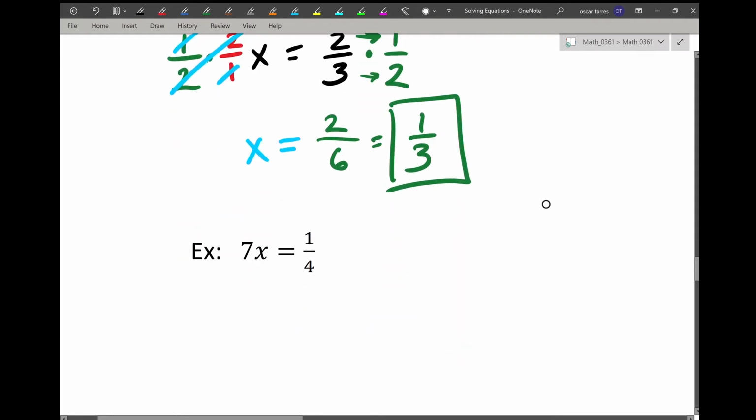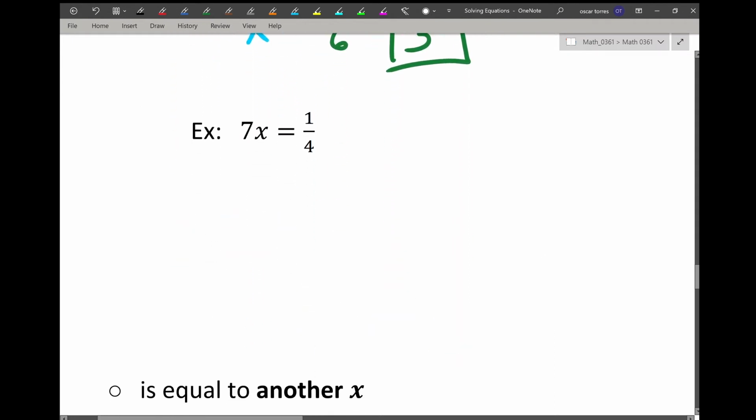One more example of the same situation. I would recommend you do it first and then continue the video to find the answer. X is being multiplied by 7 and it's equal to a fraction. So we want to turn that 7 into a fraction. We can turn it into a 7 over 1 and leave everything else alone for now. So that's my first step.